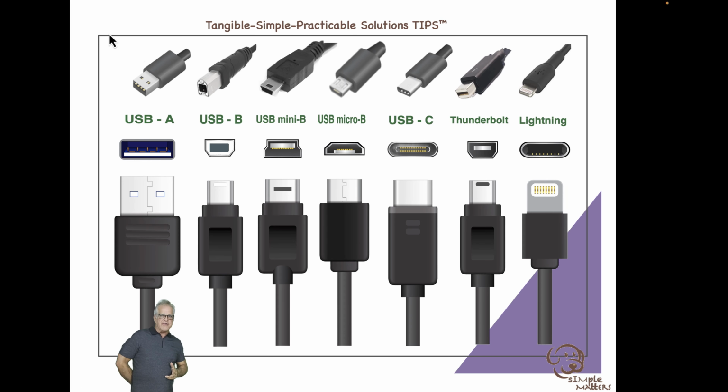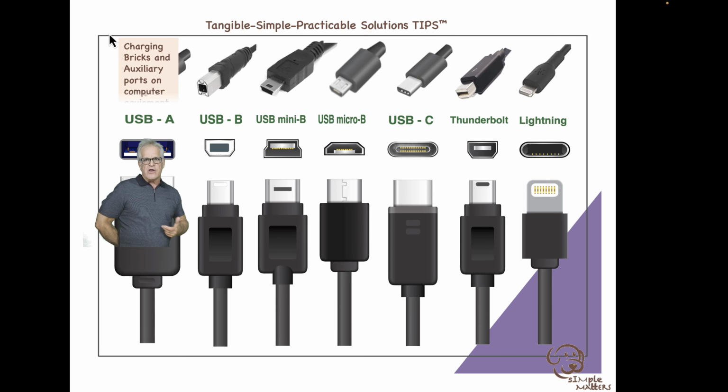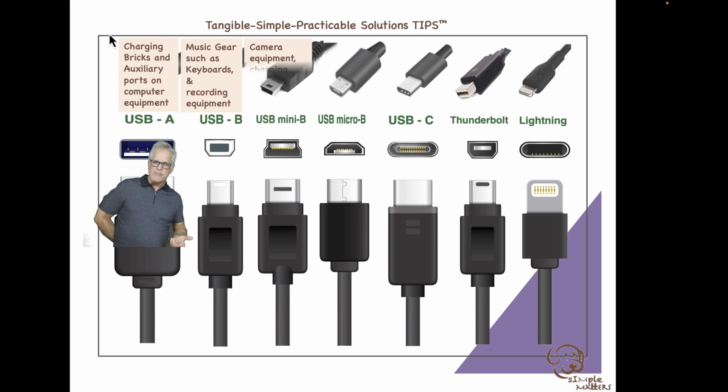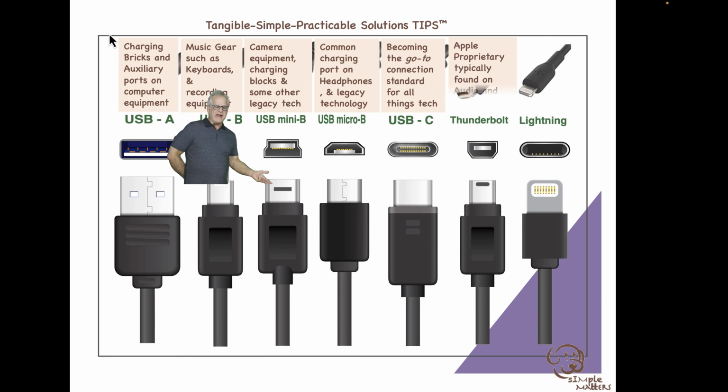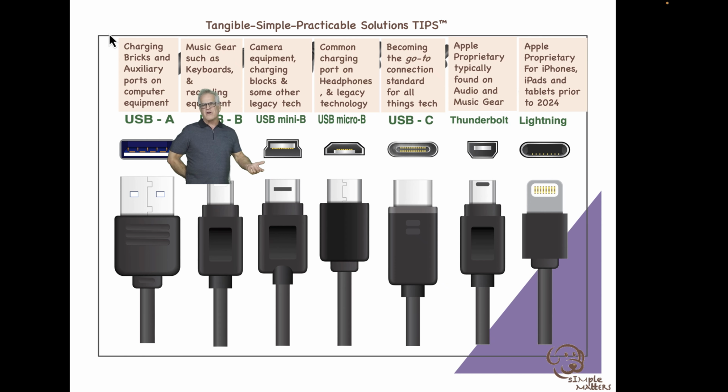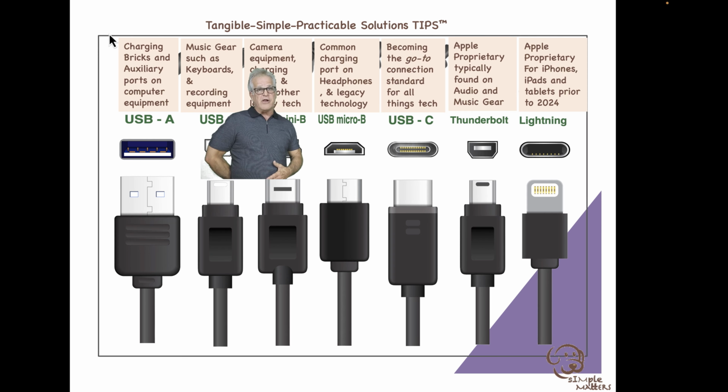What I've noticed is that the Micro B is probably the most common one that I see out there that's non-Apple and older in device type. I see USB-B typically getting used with music equipment and keyboards and MIDI devices and whatnot. The Mini B I find mostly in cameras, and it's used in other types of photoelectric stuff, charging blocks. Very rarely have I seen it in anything else other than that. The Micro B, however, very common. I see it in a lot of different stuff, headphones, legacy technology, charging ports on various different things and whatnot. So very common USB type.